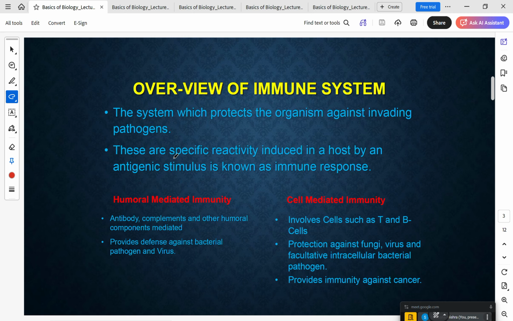The specific reactivity induced by the host by an antigenic stimulus is known as the immune response. Now, this can be of two types: humoral mediated immunity or cell mediated immunity. The humoral mediated immunity is composed of antibody, the complement system, and other components. This is mostly for viral and bacterial pathogens. Cell mediated immunity involves cells such as T and B cells. This gives protection against fungus, viruses, bacterial pathogens, and also provides immunity against cancer.